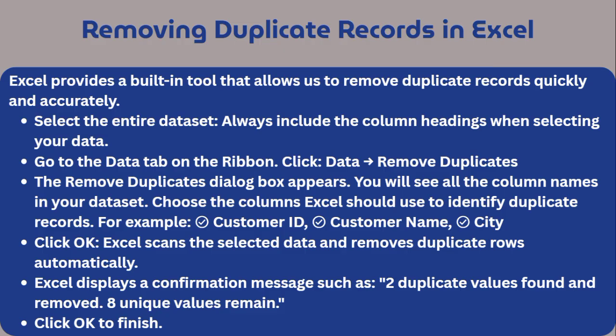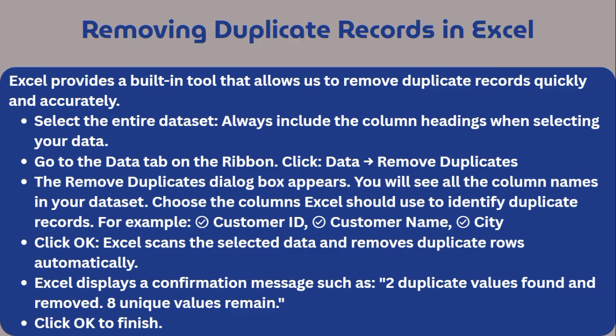So that means when Excel checks that particular column, if it sees a duplicate there, it knows that it is a duplicate value and then removes that row. So click OK. Excel scans the selected cells and removes duplicate rows automatically. Excel displays a confirmation message such as 2 duplicate values found and removed, 8 unique values remain. So you click OK and finish.